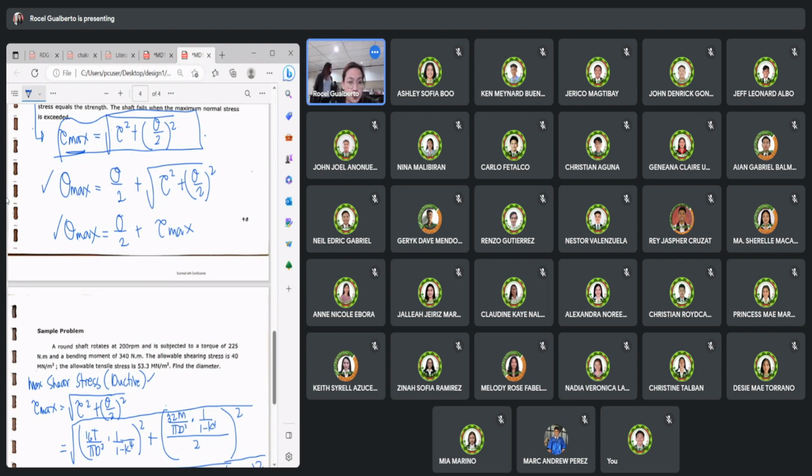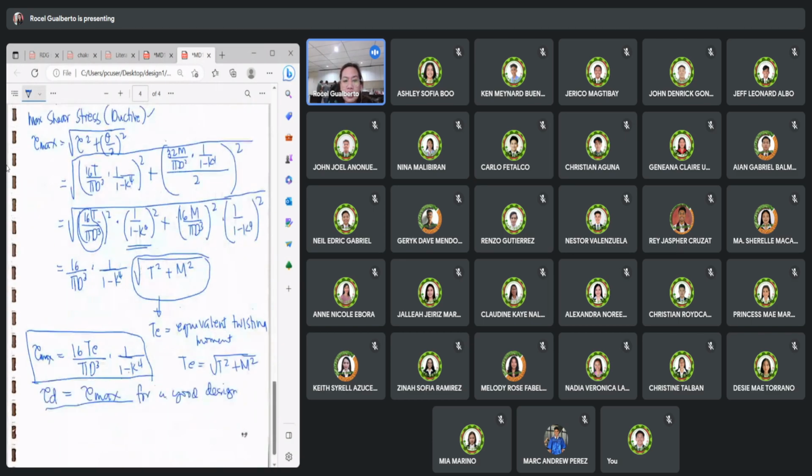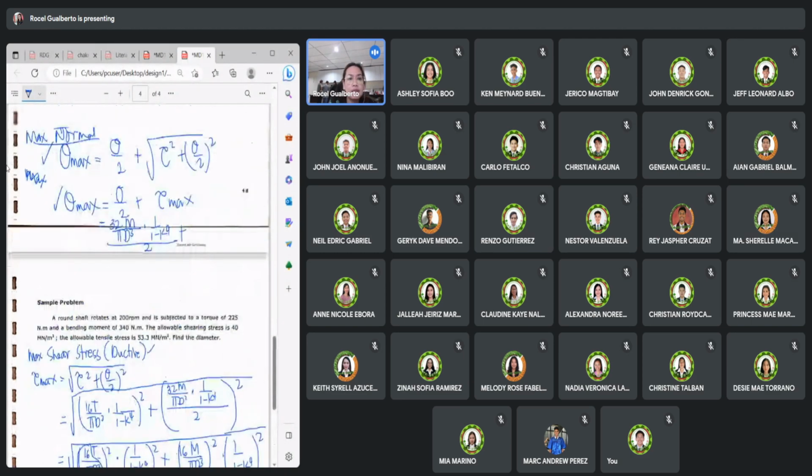Atin po na isa-substitute. So, what is sigma over 2? Okay, so yung sigma over 2 po, dito ko na lang po iladagdag ha. This is maximum normal. Sorry. This is maximum normal. Okay, so sigma max is sigma over 2 plus the square root of this, which is equivalent to tau max. Okay? So let us now substitute. Yung sigma po natin is 32m over pi d cubed times 1 over 1 minus k to the 4th. And then divide this by 2 para po doon. Okay? Plus, ano nga yung nakuha nating tau max kanina? Ito po yun. 16 TE over pi d cubed times 1 over 1 minus k to the 4th. Okay, yan. So, yan po ngayon yung magiging equation natin.